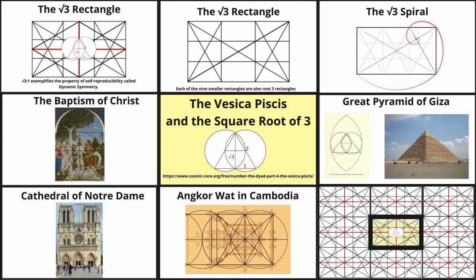We're talking art, architecture, nature, even ancient symbols. It makes you wonder if root 3 is some kind of universal code. A universal code, huh? I like that.